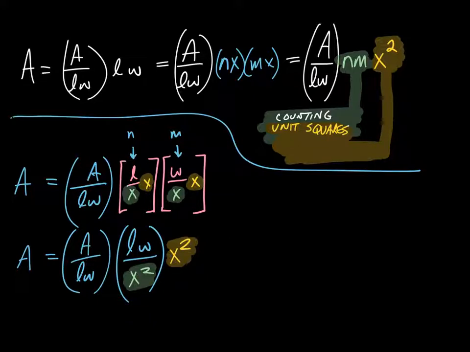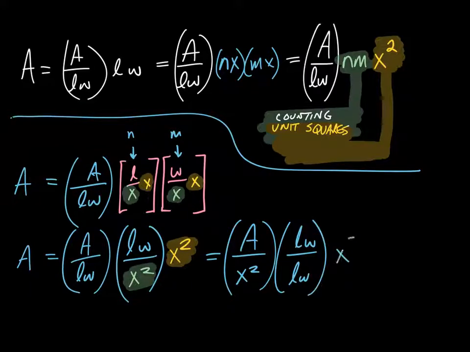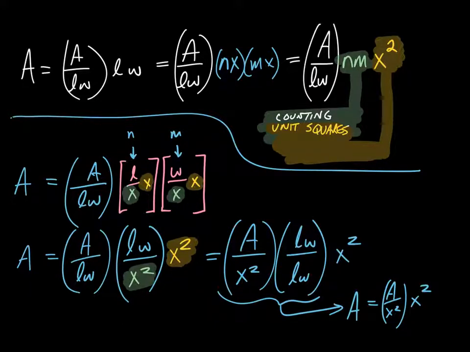Well, again, this can be rearranged, so we're just taking advantage of arithmetic here, okay? And I could have A per x squared times LW per LW times x squared. And of course, this would work out to be A per x squared, x squared. But let's think about what this would mean right here. Area, the space enclosed by these perimeter elements, is now written in the form of a number, area per x squared. The whole is area, its parts are these square units.